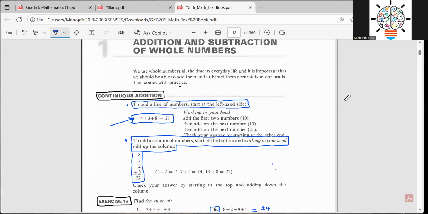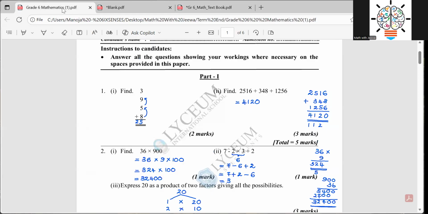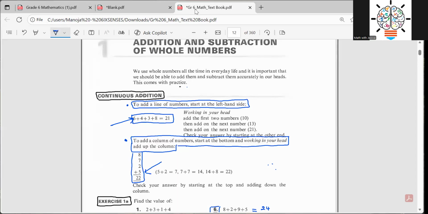In the same way, if you have something like this as a column, you start from the bottom: 5 plus 2, 7, 7 plus 7, 14, 14 plus 8, 22. That is the theory they test in question number 1. The next time they might give you something as a line, so you should know where to start. If it is a line, you start from the left hand side, and if it is a column, you start from the bottom of the sum. That means you start from 5.